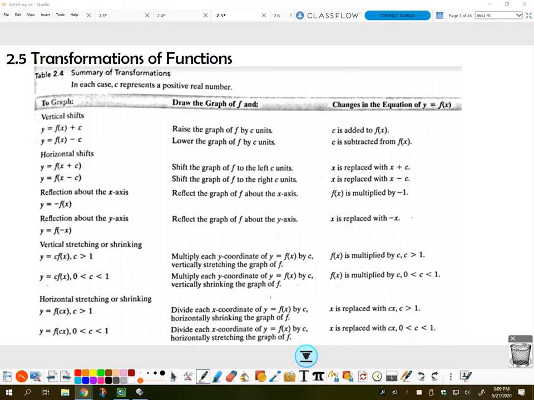y-axis. If we multiply by something bigger than 1 on the outside, we stretch vertically. If we multiply on the outside by something between 0 and 1, it's a vertical shrink. And then if we multiply on the inside, it's horizontal, stretch or shrink. And again, it's opposite. So bigger than 1 is going to shrink. If it's between 0 and 1, it's going to stretch.